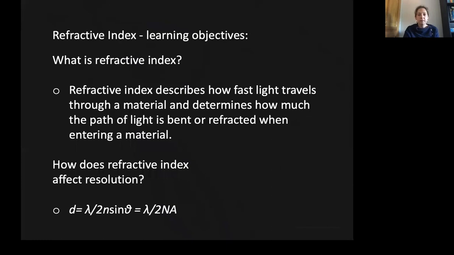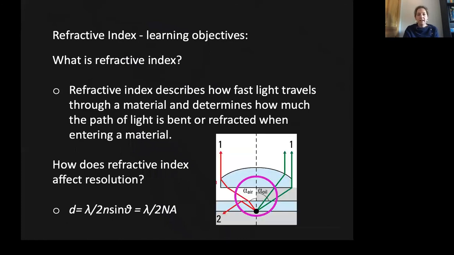This brings me to the end of today's technical tea break. If we return to the original learning objectives, you're hopefully now familiar with the fact that refractive index describes how fast light travels through a material, and that, as described by Snell's law, it determines how much the path of light is bent or refracted when entering the material. I've discussed how refractive index affects resolution by relating it to the Abbe equation, and shown you how the refractive index of immersion media affects the angle of acceptance of light in the front lens of an objective, and thus the numerical aperture.